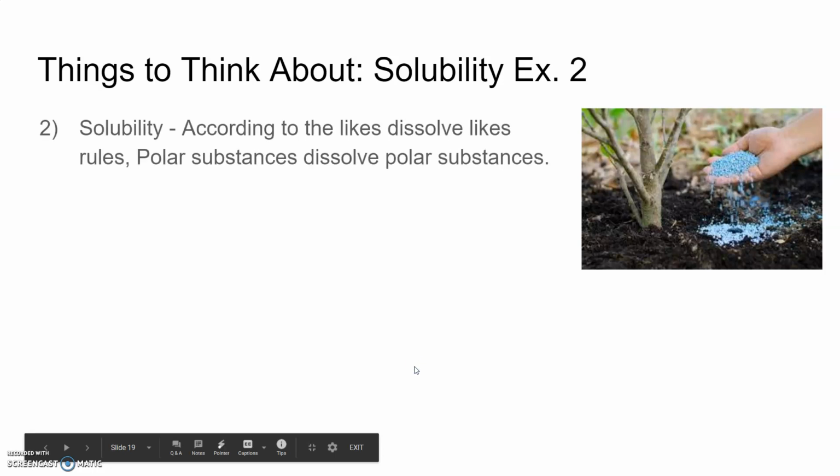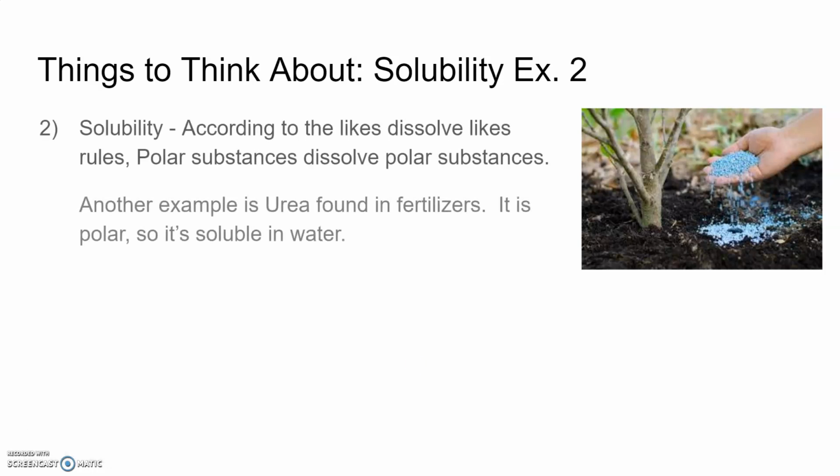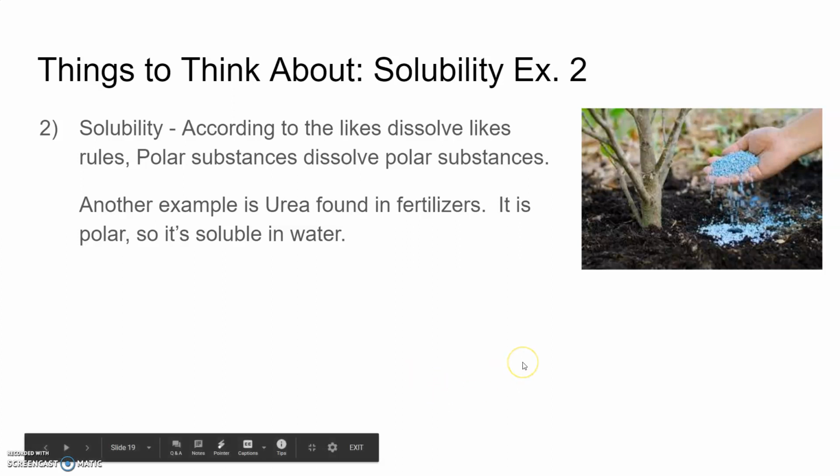Okay, so let's look at another example when it relates to solubility. Let's look at the example of urea. So we saw in part 1 that urea is used in fertilizers. And if you look at the structure of urea, you'll find that it is polar. So that means it's soluble in water. Why do you think that will be helpful if urea is soluble in water?